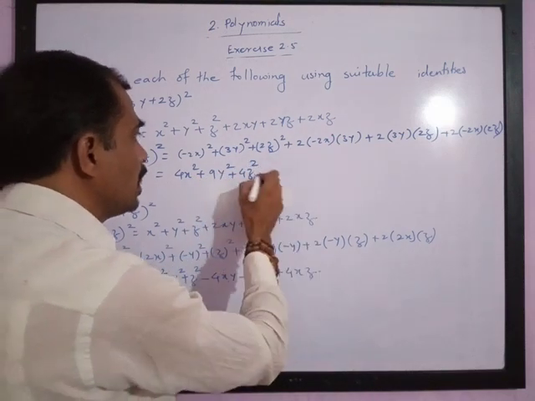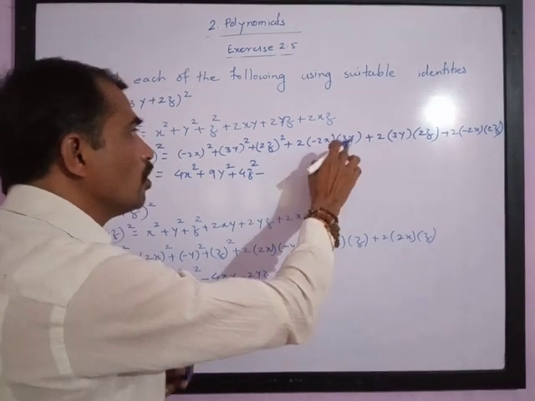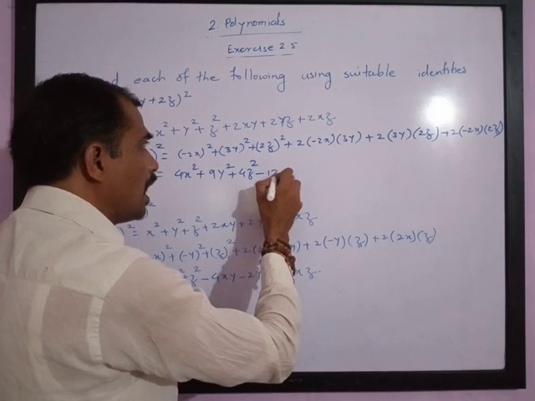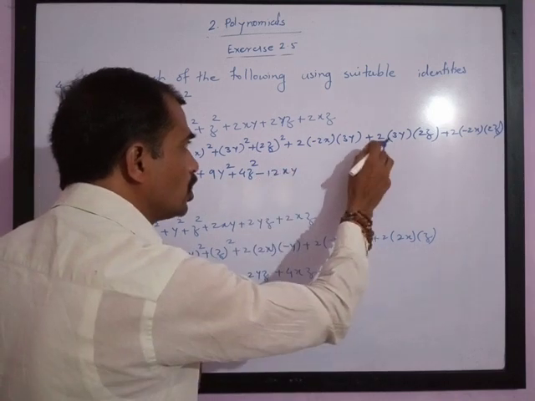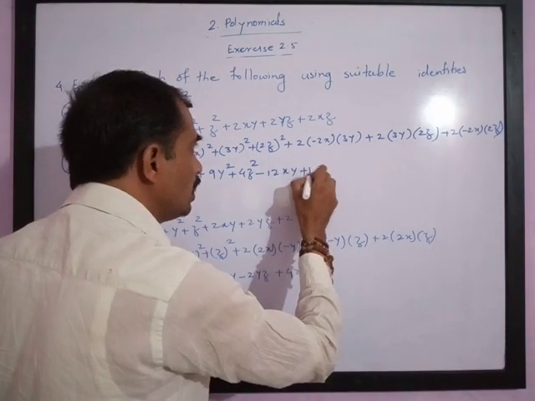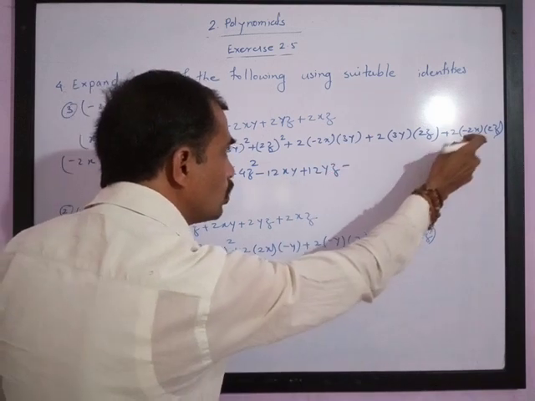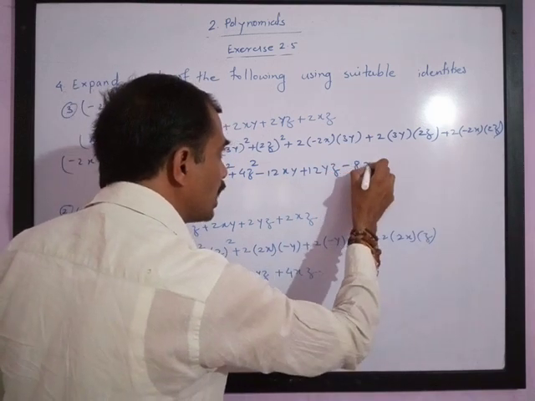This will be negative 2 into 4, 4 threes are 12xy. This will be positive 3 into 2 is 6, 6 twos are 12yz. This will be again negative 2 into 4 is 8xz.